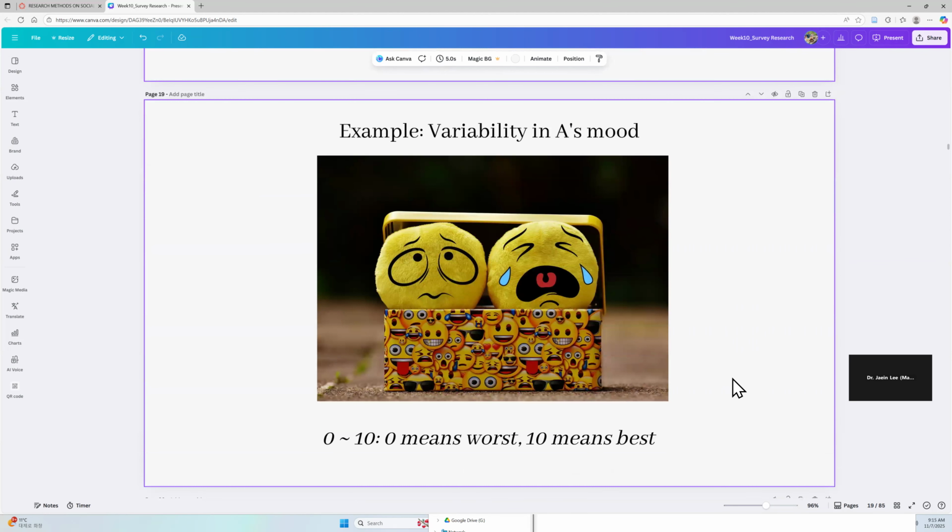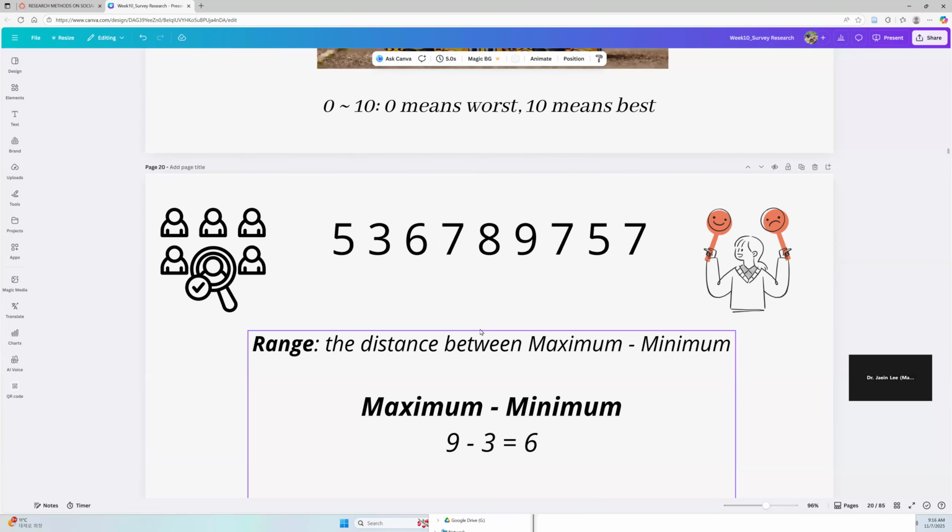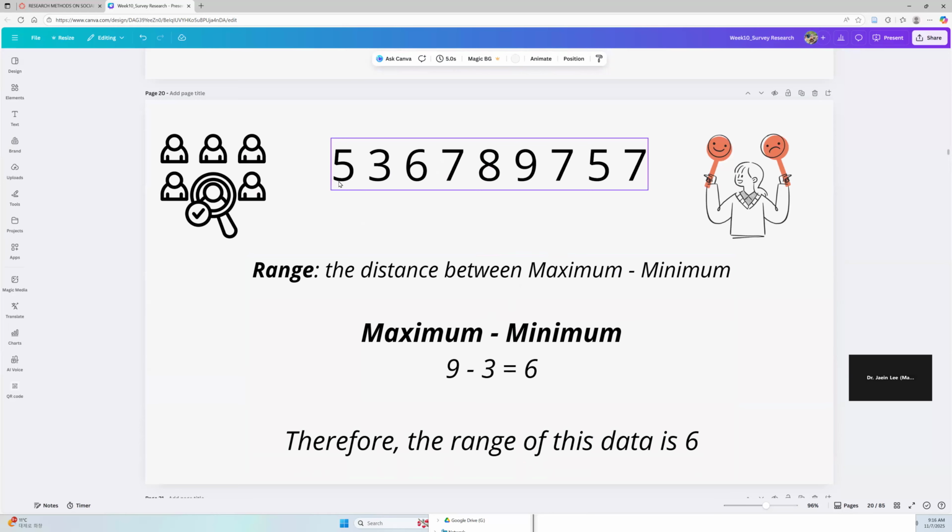So, for example, one questionnaire was possibly asking about variability in one's mood. 0 means the worst emotional mood, 10 means the best emotional mood. So let's suppose there is one questionnaire asking about your mood: what is your mood today? Let's suppose this is the example. There are nine individuals in the data: 1, 2, 3, 4, 5, 6, 7, 8, 9. So they said five might be in the middle, right?